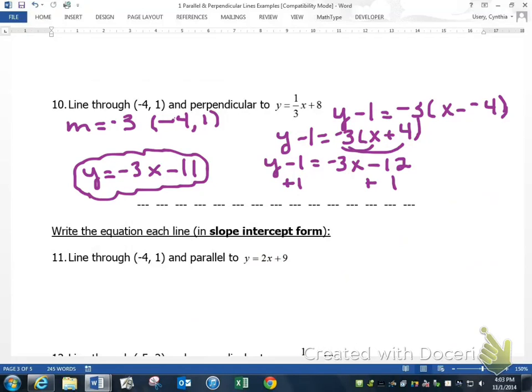We're going to just kind of mix them up. We're going to do some parallel and some perpendicular. So let's do number 11. We're going to pause. You're going to do number 11 on your own, and then we'll compare answers.